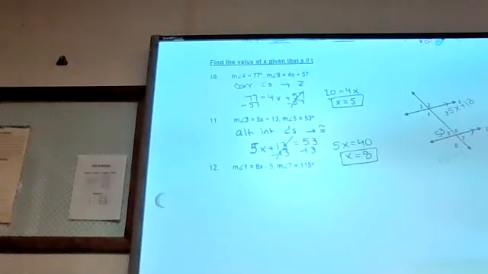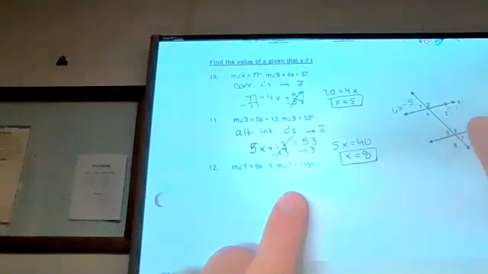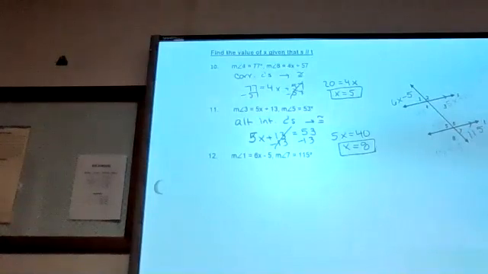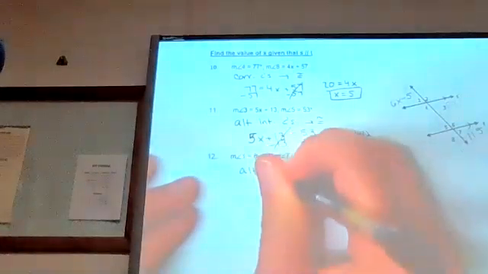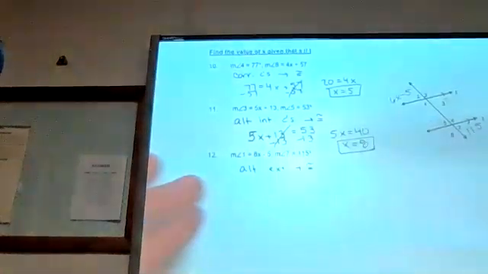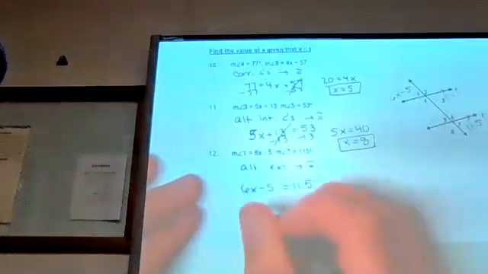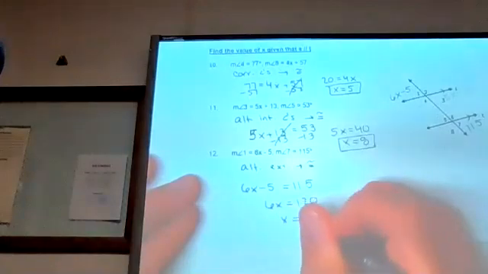1 and 7. They didn't even give us any supplementary pairs here, huh? 1 is 6x subtract 5, 7 is 115. What type of angle relationship do 1 and 7 have? Alternate exterior, just like alternate interior, they're congruent. So alternate exterior, they're congruent, which means 6x subtract 5 equals 115, or 6x equals 120, and x equals 20.